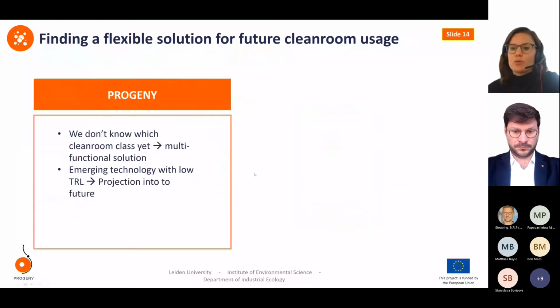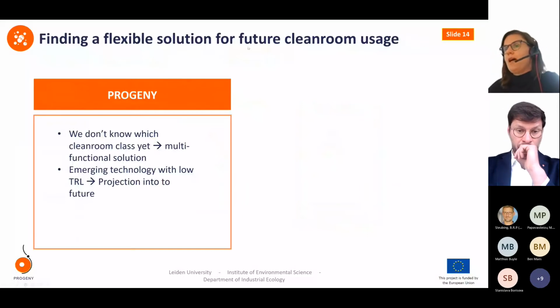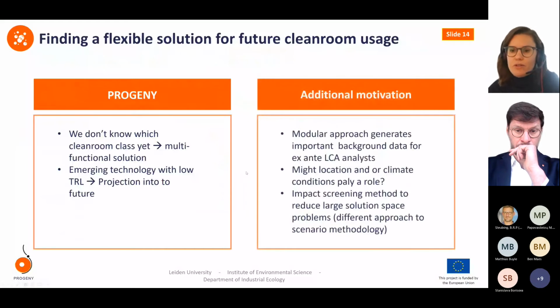So the motivation to investigate this clean room usage in progeny was to find a multifunctional solution. So we allow a lot of different kinds of scenarios to express a clean room. And since this project is at a very low technology readiness level, we also have to think about projecting it into the future. But that's not the only motivation for this research we did.